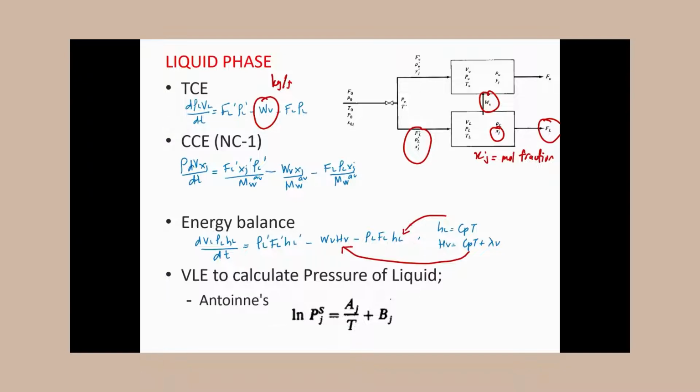As for the energy balance, the equation is d VL rho L hL over dt equal to rho L prime FL prime hL prime minus WV hV minus rho L FL hL. In order to get the value of hL, the equation is hL equal to Cp T, while for hV it is hV equal to Cp T plus lambda V. Lastly, to calculate the pressure of the liquid, we can use Antoine's equation.